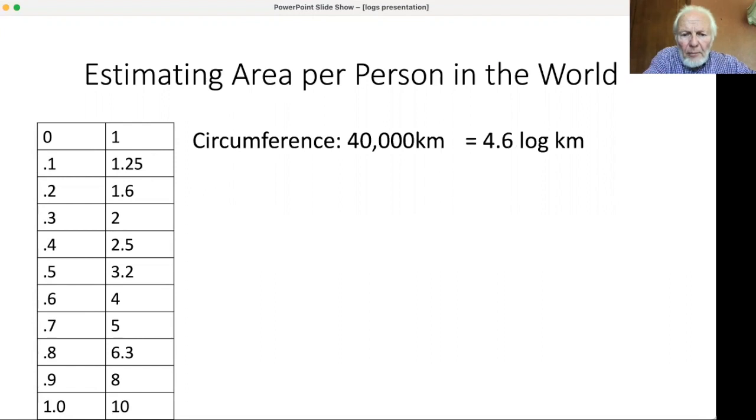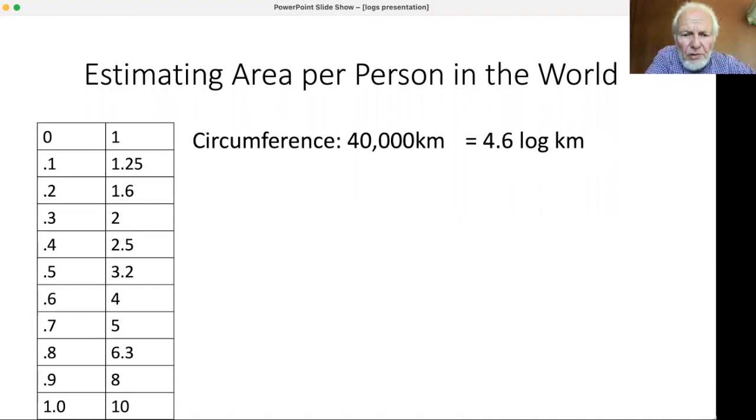Well, what do we know? What I happen to know is the circumference of the Earth is about 40,000 kilometers. Trivia fact, it used to be exactly 40,000 kilometers because a kilometer was once defined to be a 10,000th of the way from the North Pole to the equator through Paris. Be that as it may, it's approximately 40,000 kilometers nowadays. And the log of 40,000 is 4.6. I don't know really what the right way to notate this. I'm calling it log kilometers.